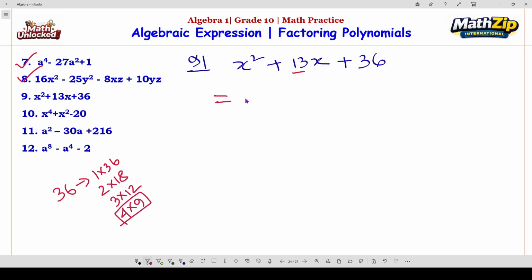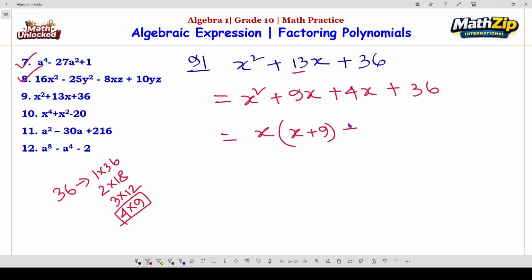So in here we can write x square plus 9x plus 4x plus 36. Now we can take common x, so it will be x plus 9, and here once we take common 4, it will be again x plus 9, and finally we get x plus 9. Once we take common, it will be x plus 4. Very simple. So question 9 done.